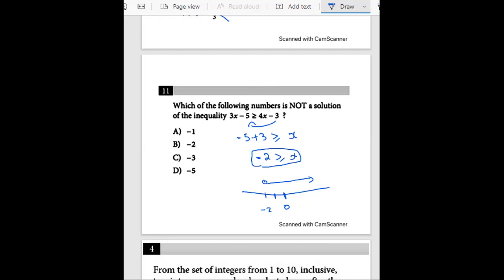-1 and -2 are in the range, but -3 and -5 both of these are not in the range. So how do we do this then? We substitute both of them in the inequality. Okay, and then what are you getting?